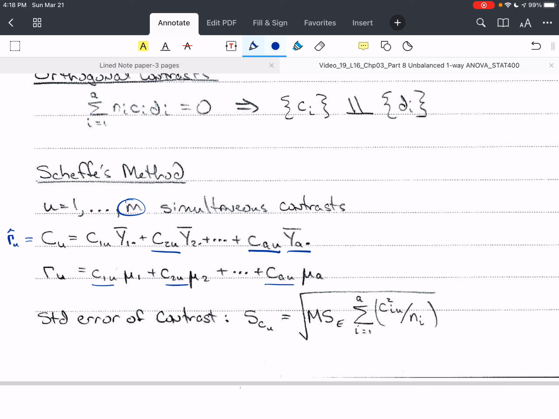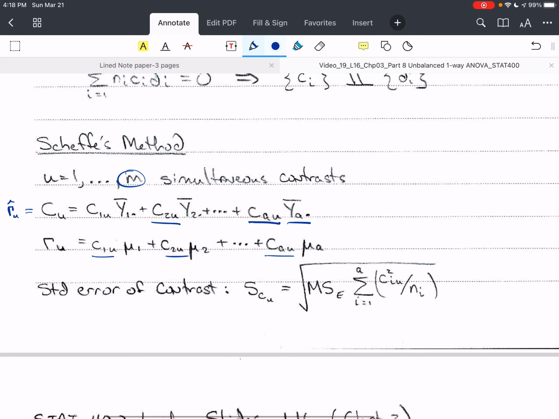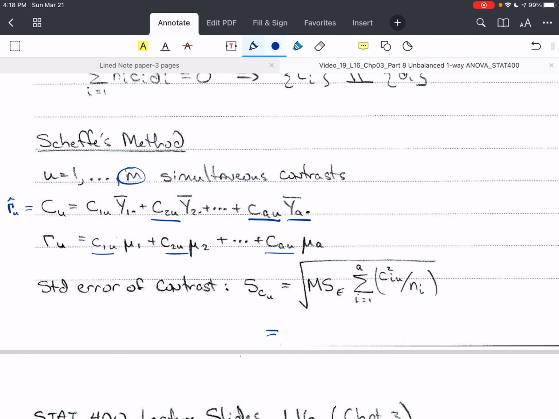And then the standard error of the contrast is the same as before, except before we had MSE over n times the sum of ci squared under the square root. That was our standard error of the contrast. Now we have n sub i, so we have to put that back inside the summation because it has an index, and this is indexed across i. So it's very similar, but it is different.